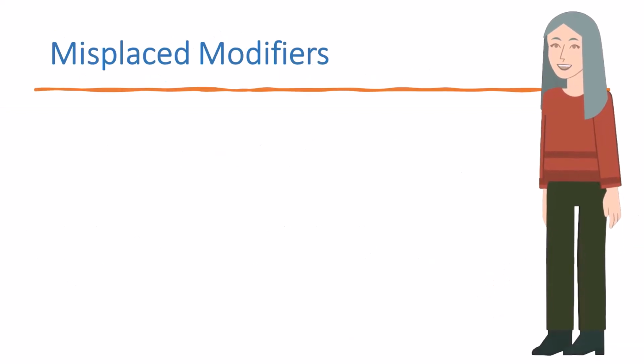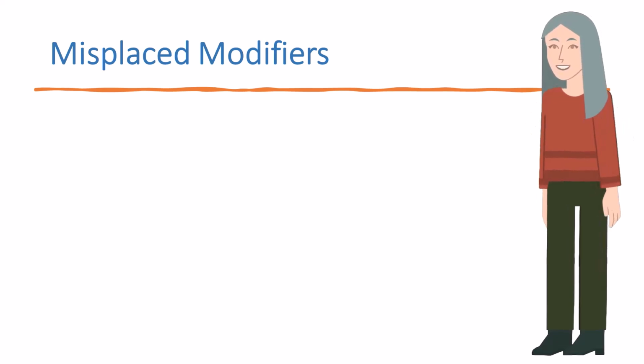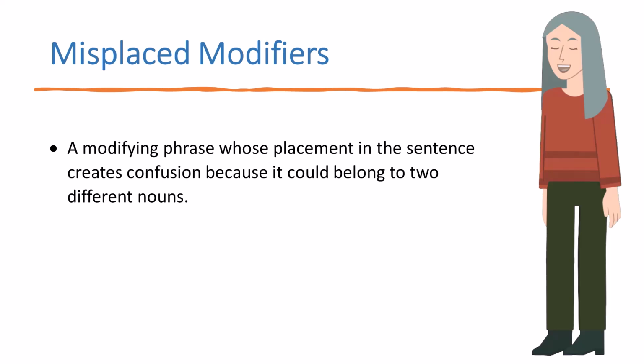Moving on from dangling modifiers, let's talk about misplaced modifiers. This means exactly what it says, that the modifying phrase is in the wrong place. Here's a basic definition. A modifying phrase whose placement in the sentence creates confusion because it could belong to two different nouns. Let's look at an example.